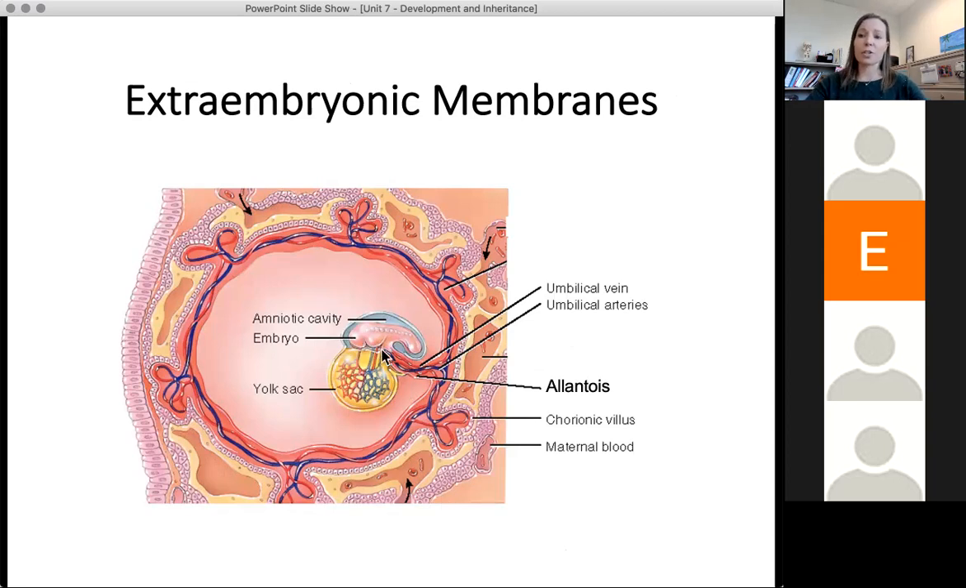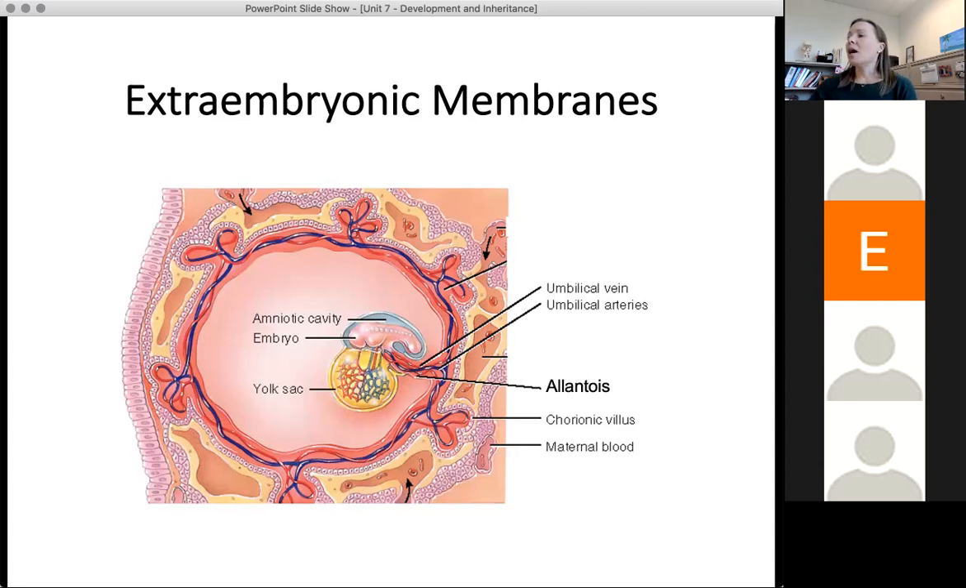So here's a good picture showing a more developed embryo right here. The amnion containing the amniotic cavity that surrounds the embryo. Here's the yolk sac. Here is the allantois, that's going to become the umbilical cord, remember? And then all the way outside is the placenta.